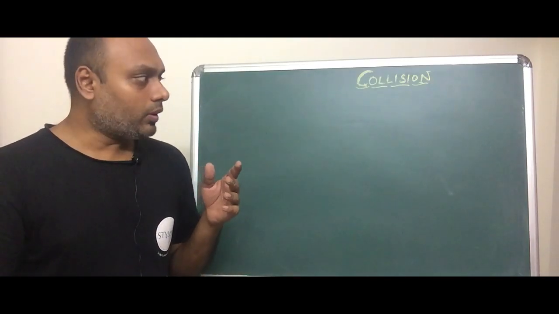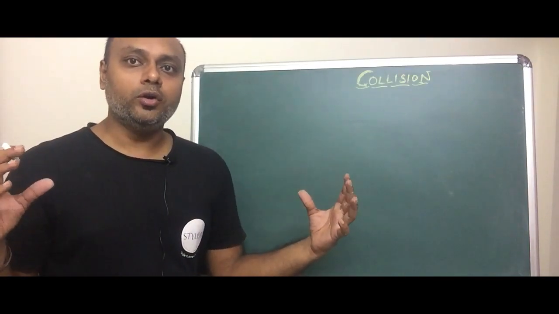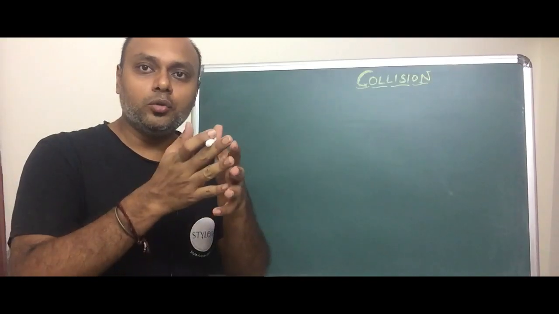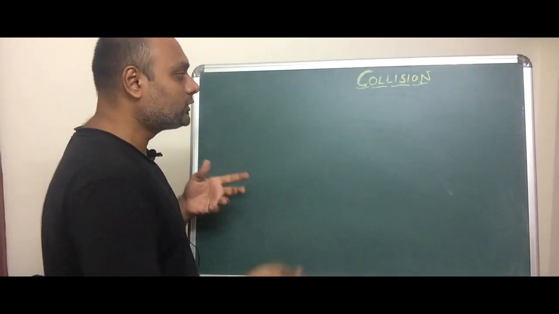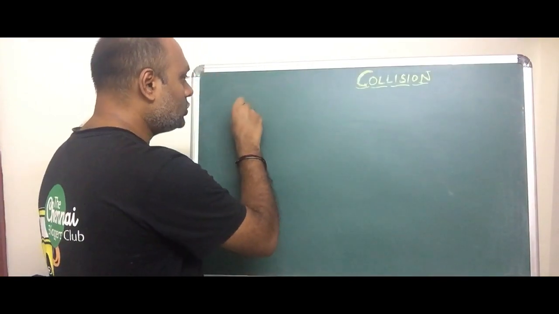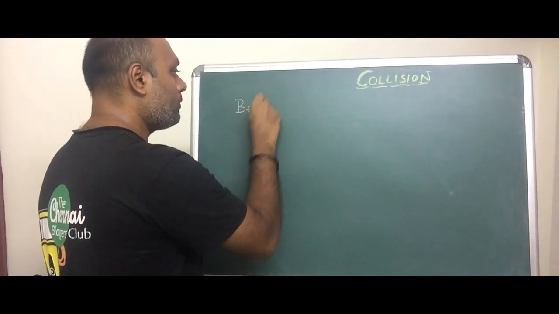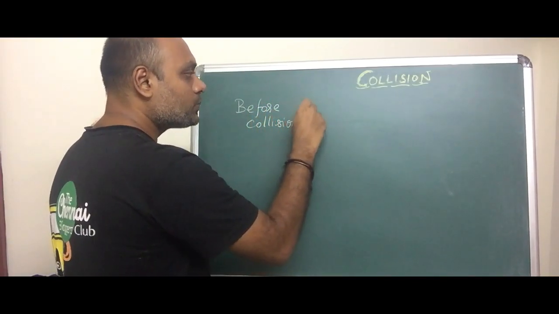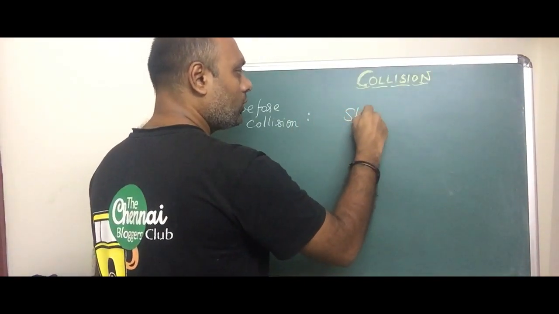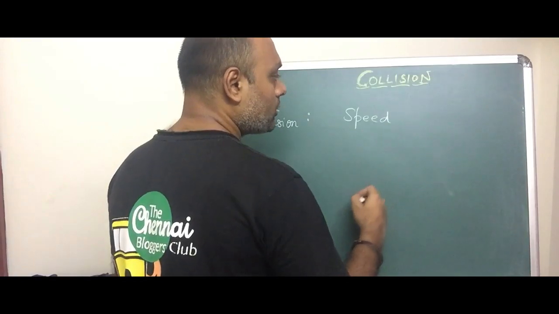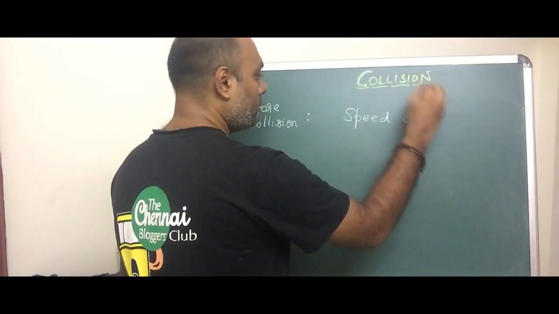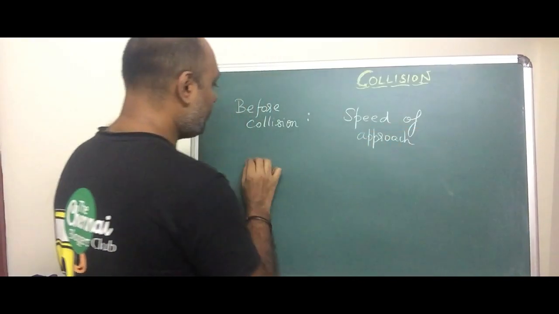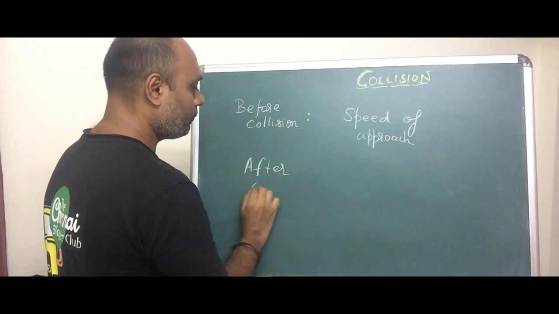Now, what happens before collision is that 2 objects come towards each other and they collide. So before collision what happens is approach, and after collision they move apart. That will be termed separation. So the situation before collision, we will have approach, and we will use the terminology speed of approach. We will try to understand what it means in the context of direct and indirect collision. Before collision you will have speed of approach, and after collision you will have speed of separation.